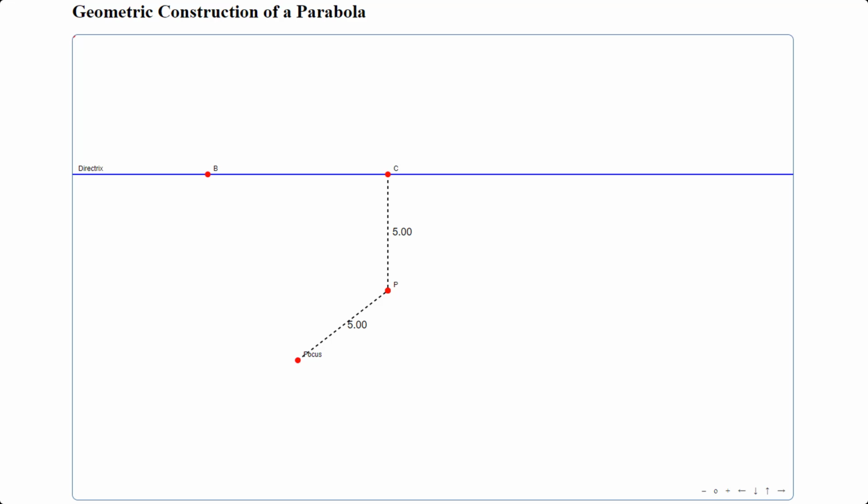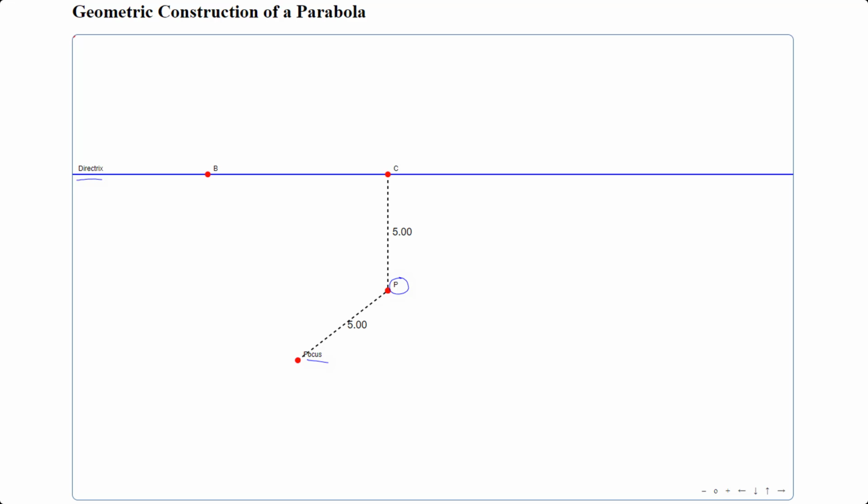So here I have a point that is a focus, and I have my directrix. So there's the point and the line. And what this definition says is the parabola is all the points P, so here's my point P, that are equidistant from the focus and the directrix.